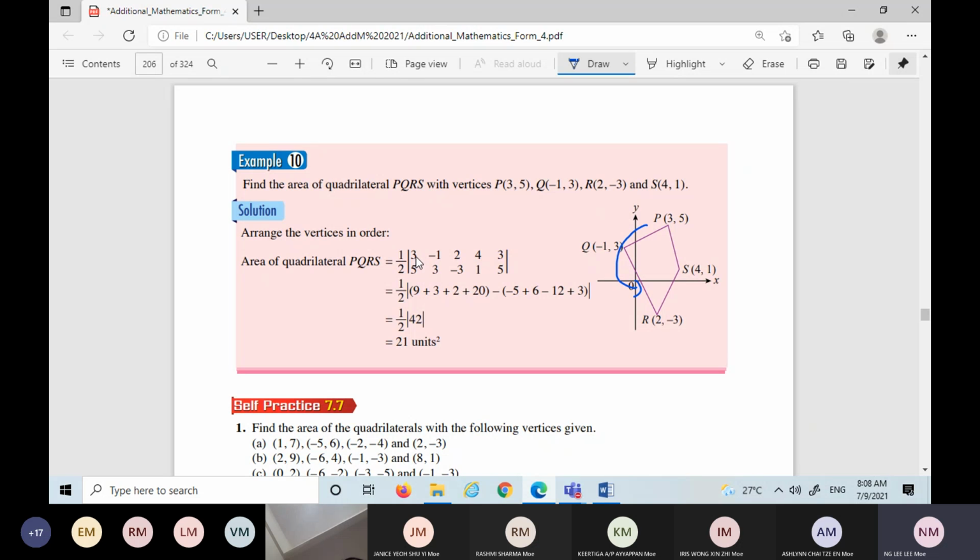And then you do this way first. 3 times 3 you get 9. -1 times -3 you get positive 3. 2 times 1 you get 2. 4 times 5 you get 20. And then here is minus, this way. 5 times -1 is -5. 3 times 2 is 6. -3 times 4 is -12. And then 1 times 3 is 3. Then you solve it, you get 21.